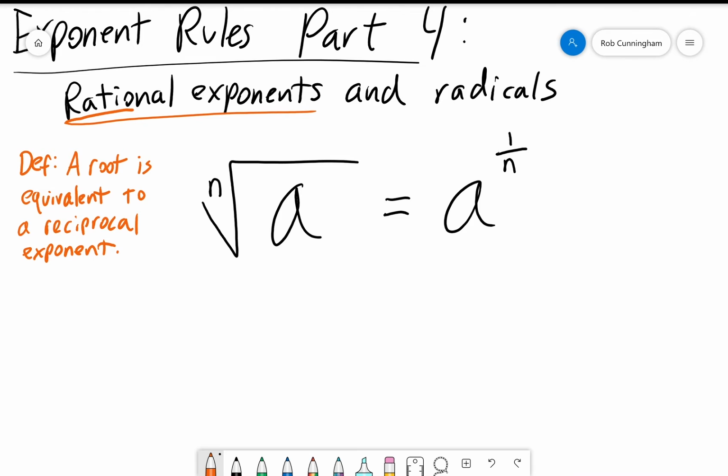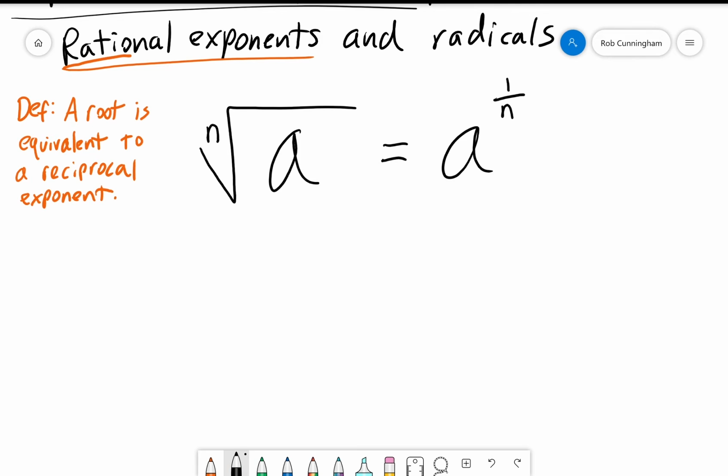So let's take a look at a couple of examples, and we're actually going to come back to this definition. So if you just wrote that definition in your notes, leave some space around it because we are going to update it in a moment. But let's do some examples first. The cube root of 5, nice and easy. Well, that's equivalent to 5 to the reciprocal of this root. So we could call that 5 to the 1/3.